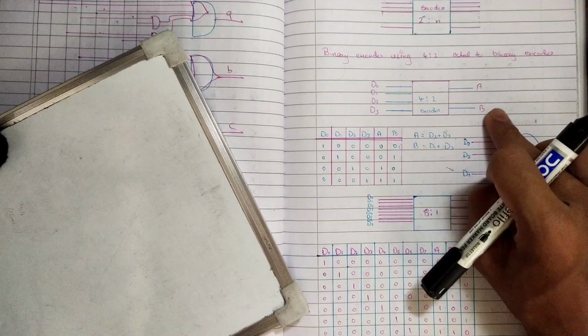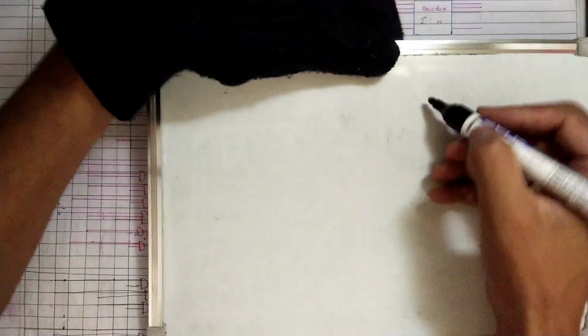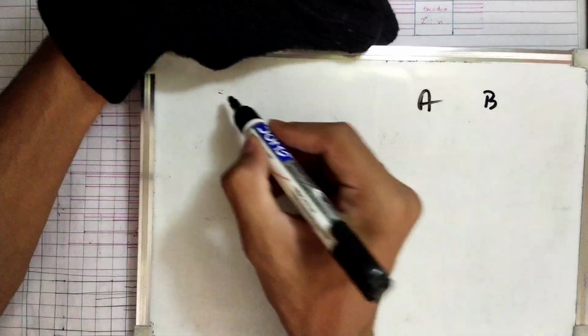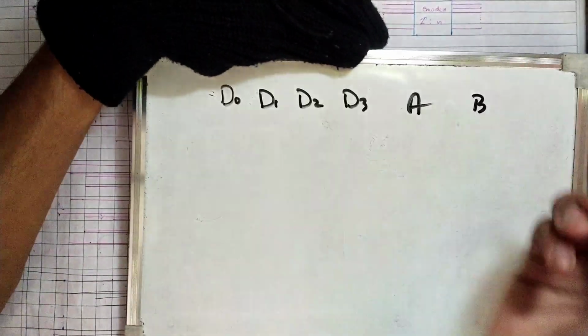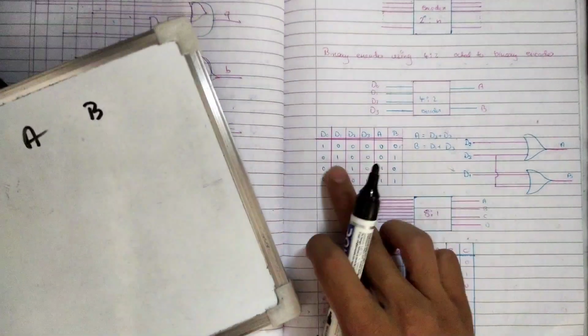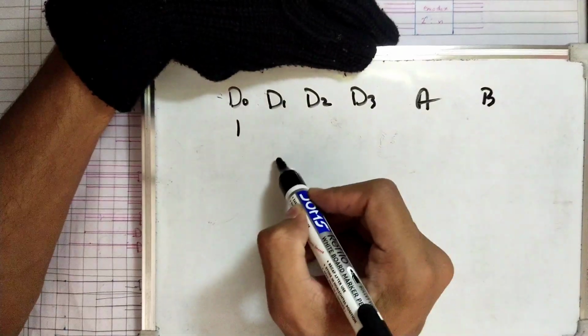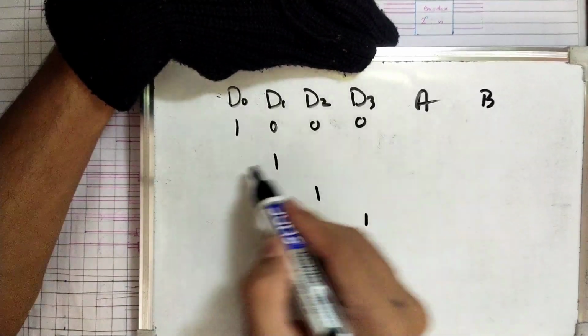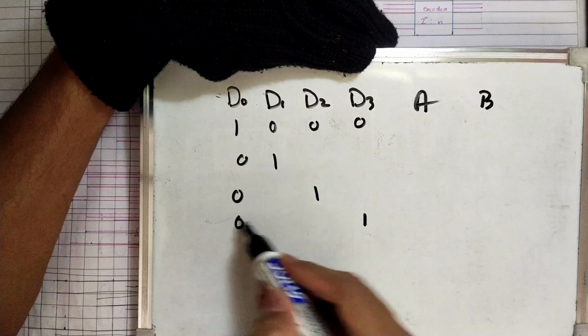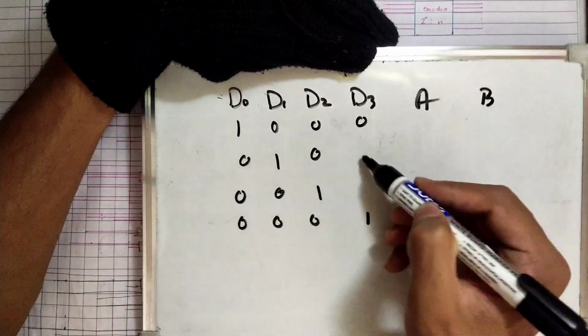Now A, B I will take as my outputs. And I have inputs D0, D1, D2 and D3. So how will you do it? This is very simple. Each time only one input will be active, and the remaining are all 0, like we had in the demux.